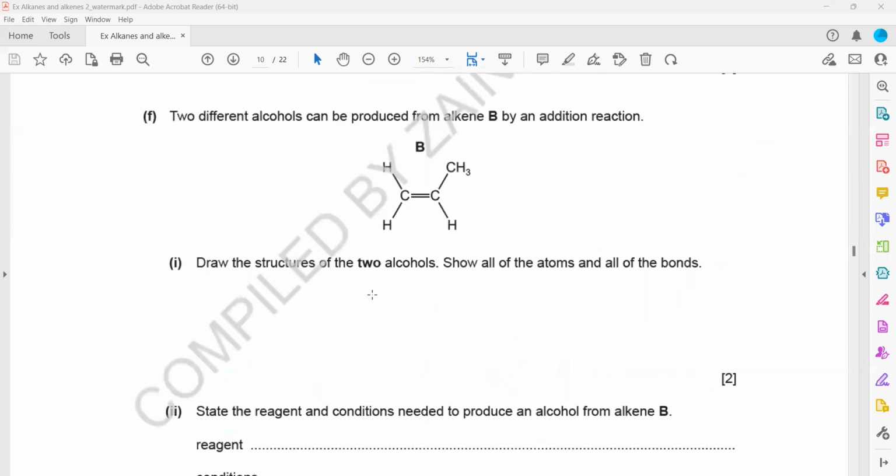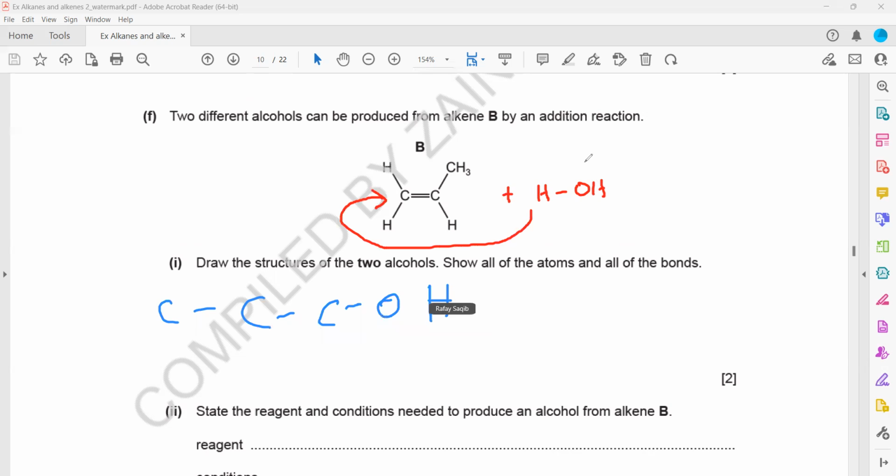Two different alcohols can be produced from this alkene B. Draw the structure of these two. When it reacts with steam, it gives propan-1-ol and propan-2-ol. It is a hydration reaction, as water is added. With H2O, the hydrogen might add to the first carbon, and the OH might add to the second carbon, so the OH will be on the second carbon.